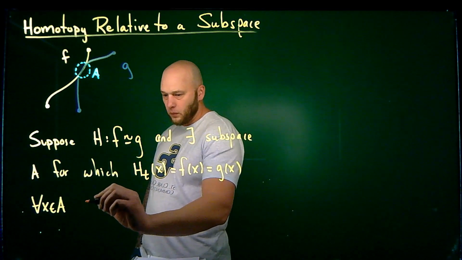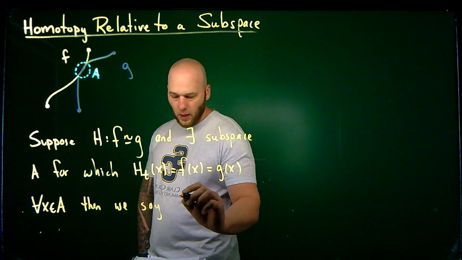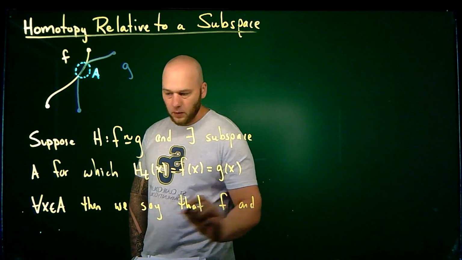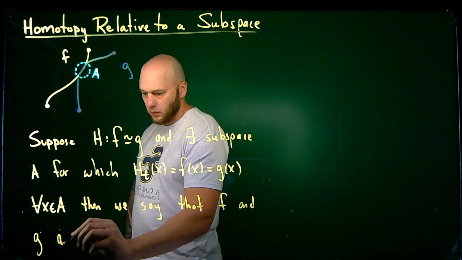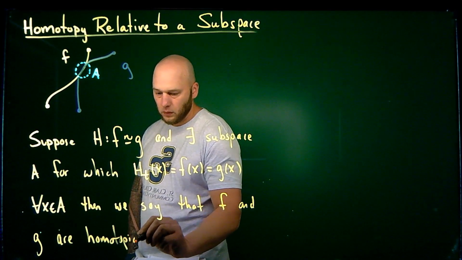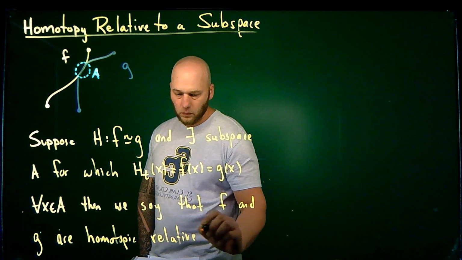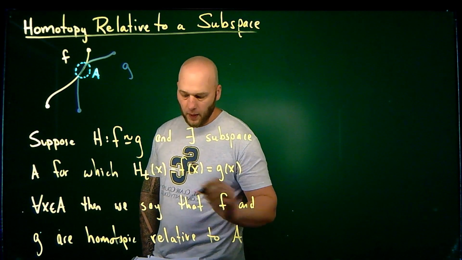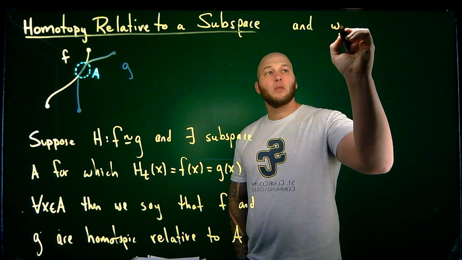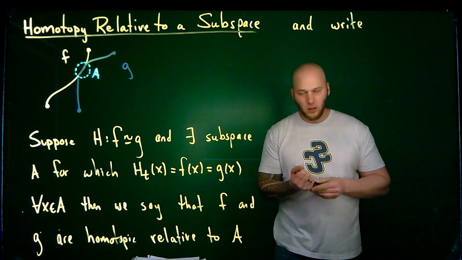Then we say that F and G are homotopic relative to A, and write one of the following. There's a couple different ways that we can denote this.